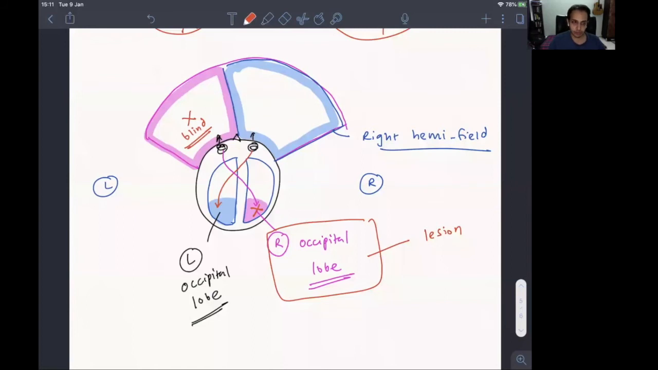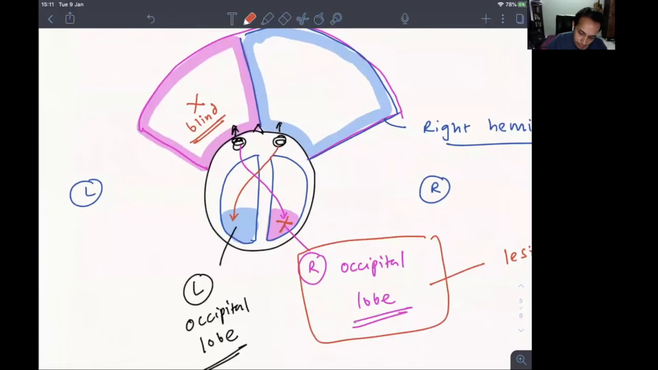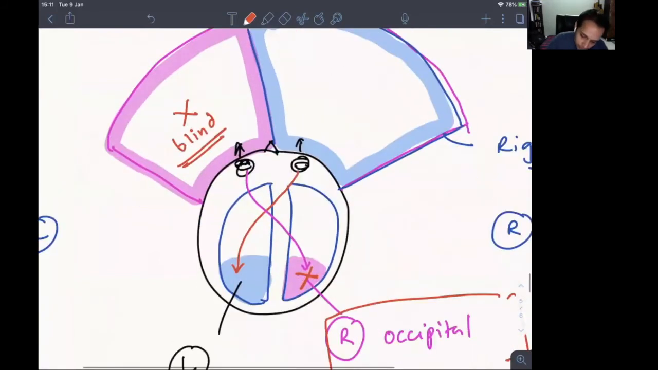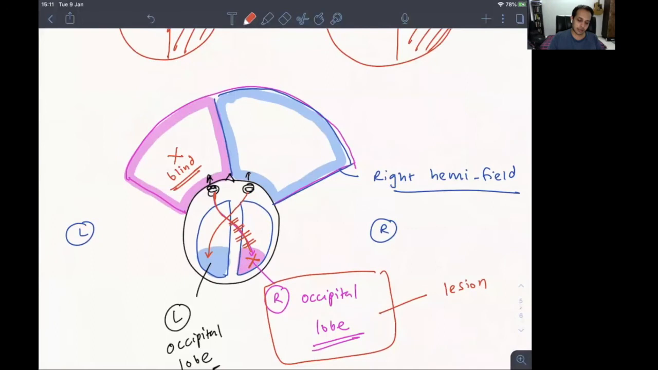Suppose the occipital lobe is spared, but if there is a lesion in this optic nerve that is coming from here, here, here, or here, the effect would be the same. The effect would be that the left hemifield would be involved. So the hemifield is only the temporal area of the field of vision.